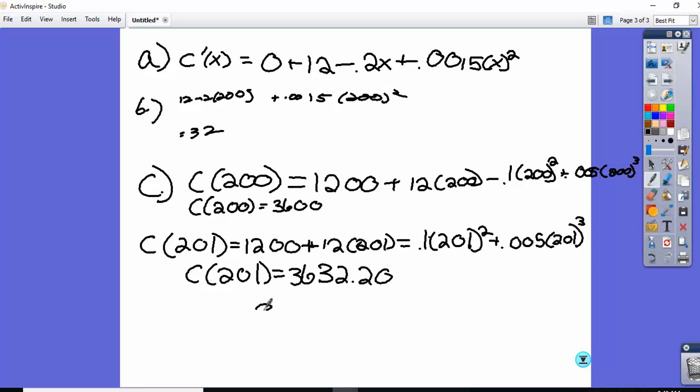The difference was $32.20. So we predicted it would go up $32. It actually went up $32.20. So was our prediction accurate? Pretty close. Only 20 cents off.